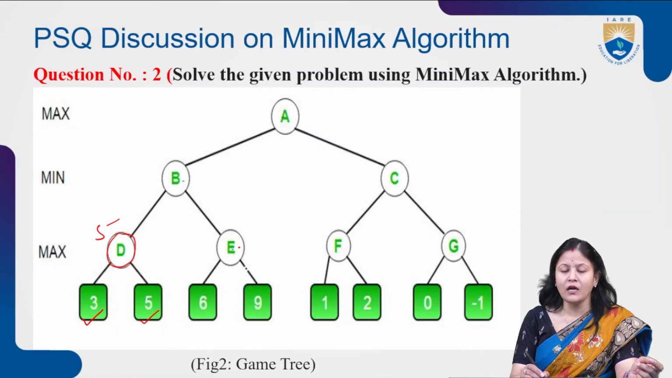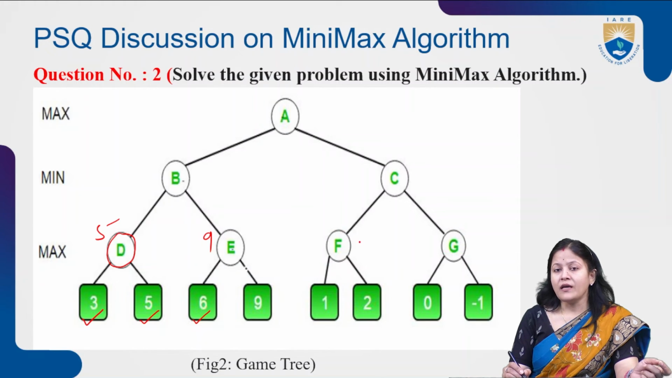Same thing for E. Minus infinity gets compared with 6, left child node. So 6 is max. Then 6 and 9 gets compared, 9 is max. So the utility value of E would be 9. Same thing for F. The minus infinity gets compared with the left child node 1. So here 1 is maximum. Then 1 and 2 gets compared. So 2 is max. So the utility value of F is 2.